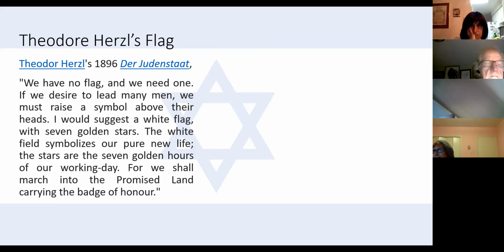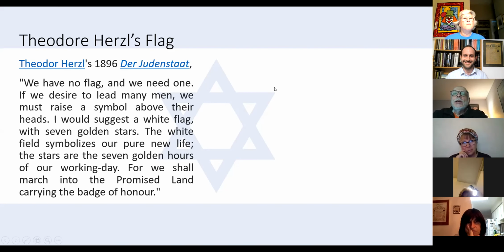Would anybody care to read it? I'm sorry it's not the original German, but I don't speak German, so this is what we've got. "We have no flag and we need one. If we desire to lead many men, we must raise a symbol above their heads. I would suggest a white flag with seven golden stars. The white field symbolizes our pure new life, and the stars are the seven golden hours of our working day, for we shall march into the promised land carrying the badge of honor."